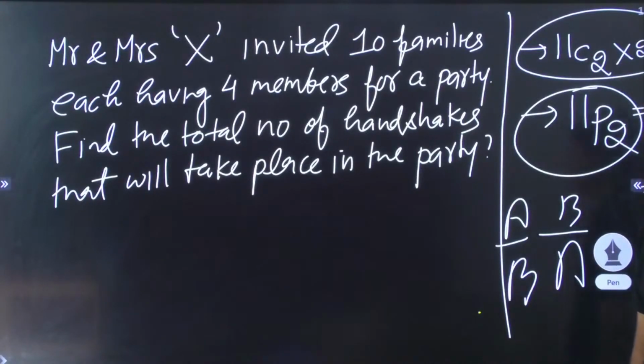प्रॉब्लम दिखने में सिंपल है, इनफैक्ट है भी सिंपल, but ट्विस्ट एंड टर्न के साथ में there are certain assumptions that have been assumed in this particular question. और क्वेश्चन यही है कि मिस्टर एंड मिसेस एक्स इनवाइटेड 10 फैमिलीज ईच हैविंग 4 मेंबर्स. अगर एक फैमिली में 4 मेंबर नहीं हुए तो उनको इनविटेशन का कार्ड दिया ही नहीं जाएगा. 4 पर्सन होना जरूरी है एक फैमिली में. Find the total number of handshakes that will take place in the party. What do you think is the answer?